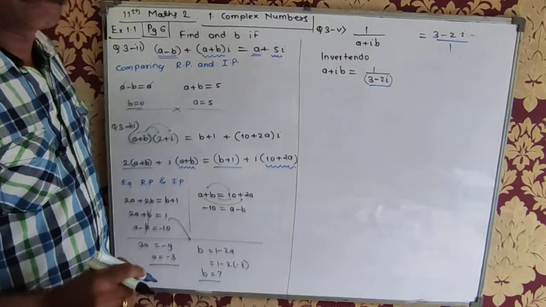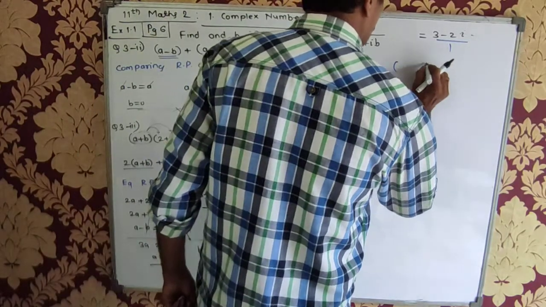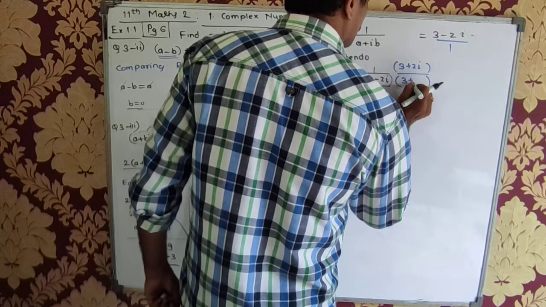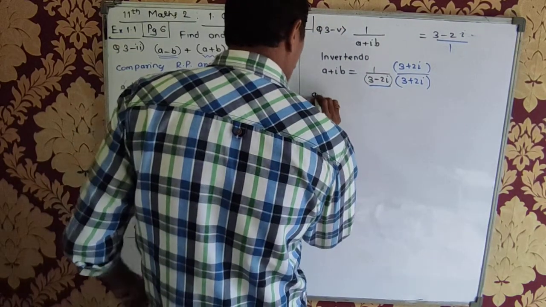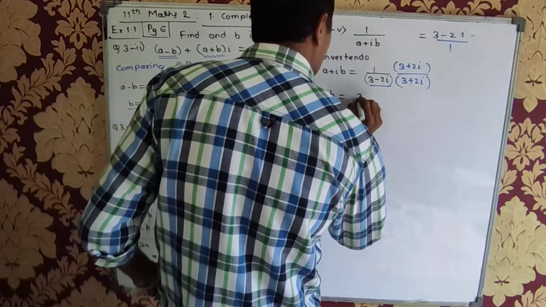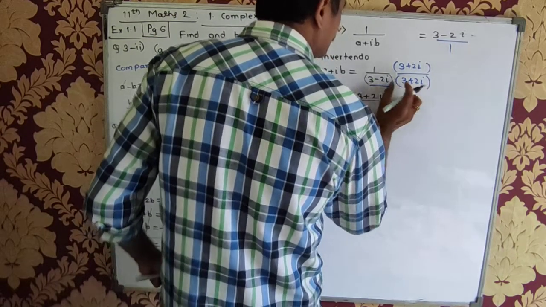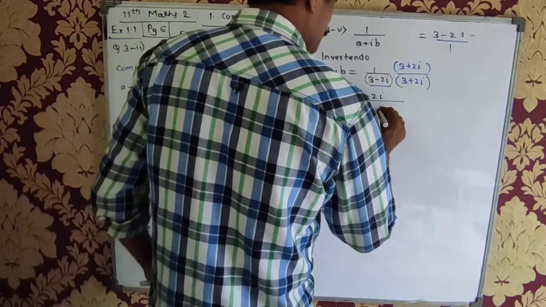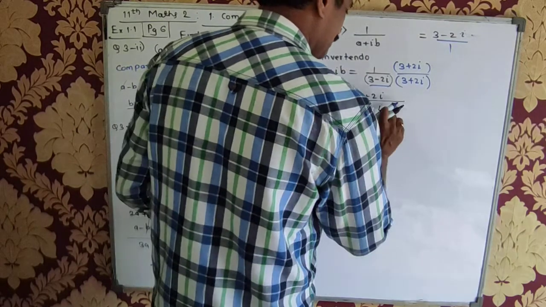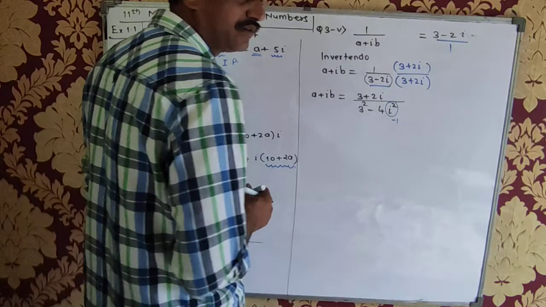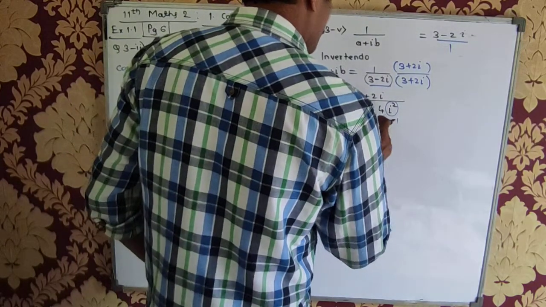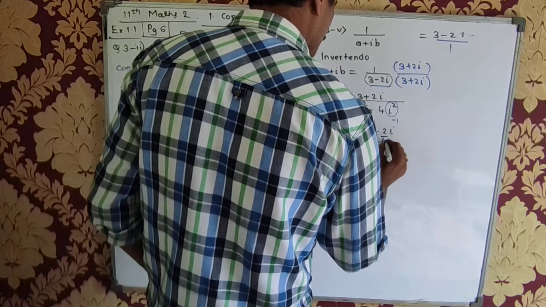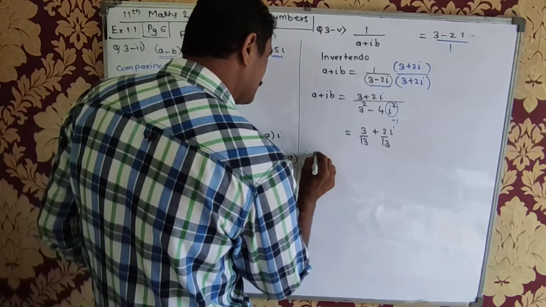You know what is the factor of rationalization? What will it be? Its conjugate is what we multiply. Correct. 3 plus 2I. 3 plus 2I. So what will it be? A plus IB is equal to (3 plus 2I) upon (3 minus 2I)(3 plus 2I), that is 3 square, 9, minus 4I square. But I know that I square is minus 1. So minus 4 into minus 1 is plus 4. Yes. So this is 9 plus 4, 13. So (3 plus 2I) upon 13.